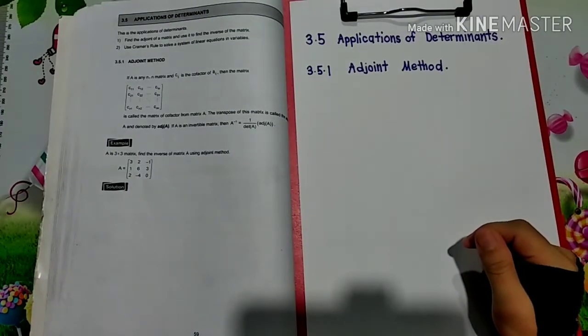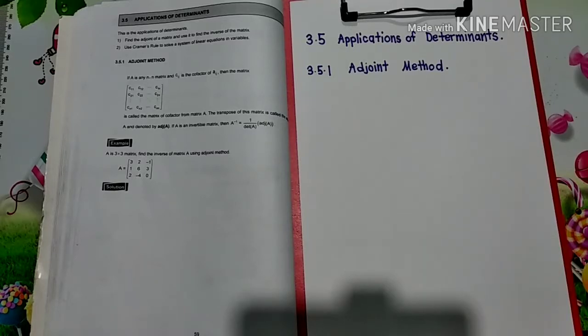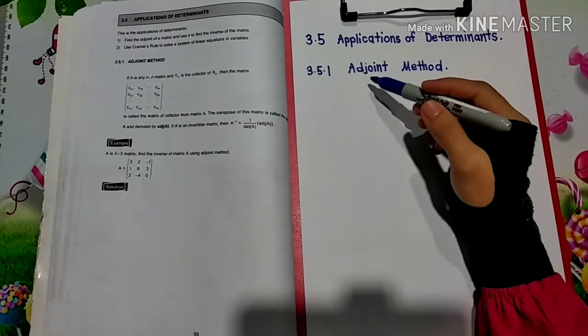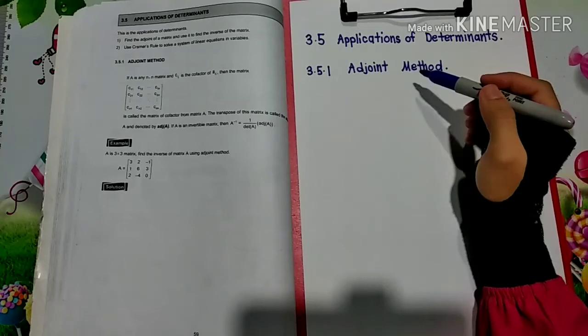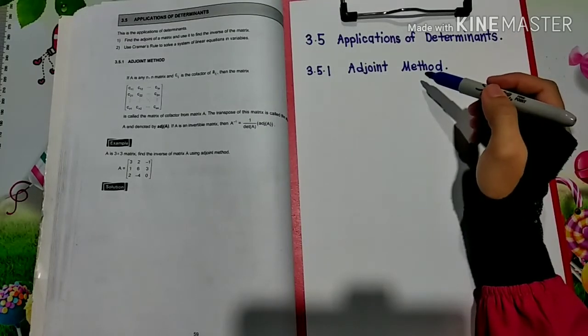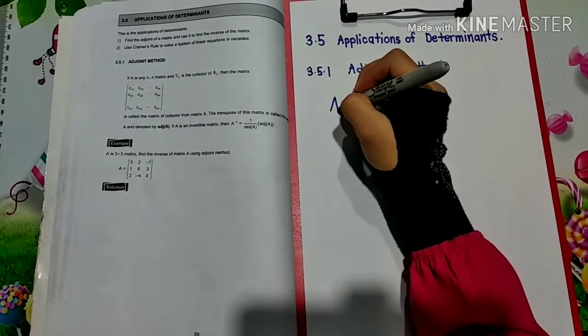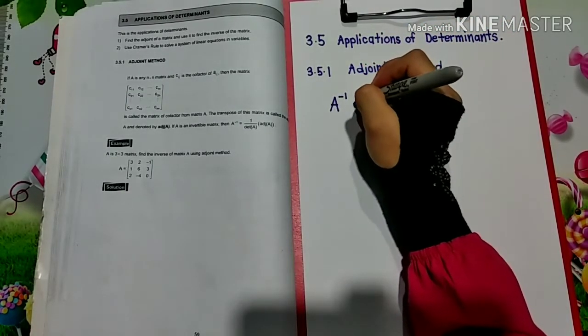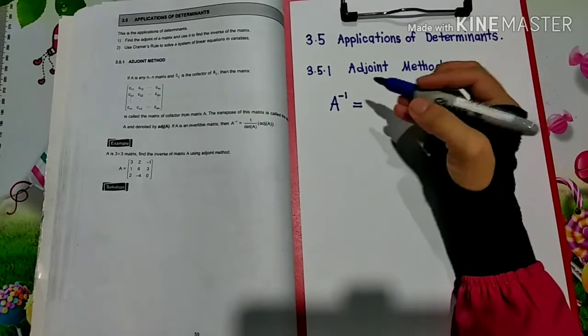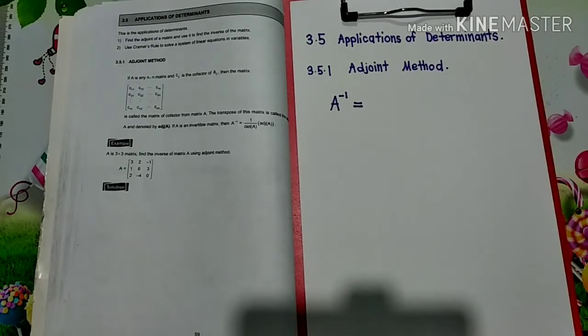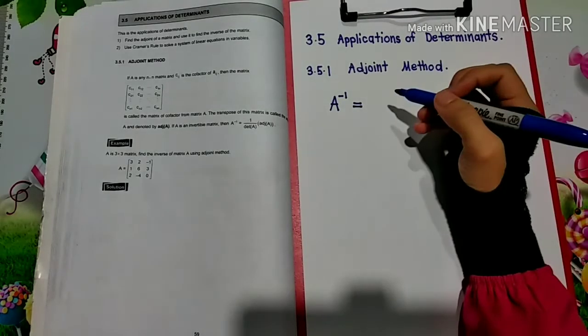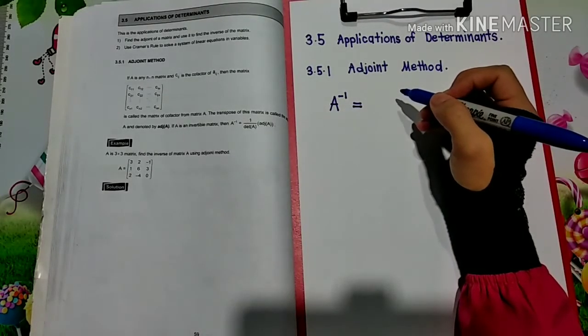Topic 3.5 Application of Determinants. You will learn two applications of determinant. The first one is the adjoint method. The adjoint method here we will use to evaluate the inverse of a matrix. So the inverse of a matrix can be computed by using the adjoint method.